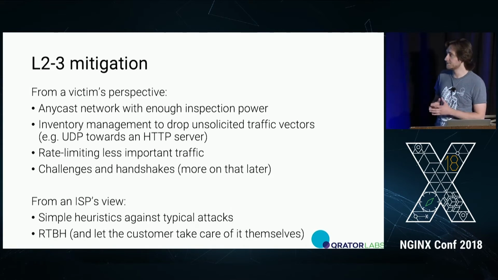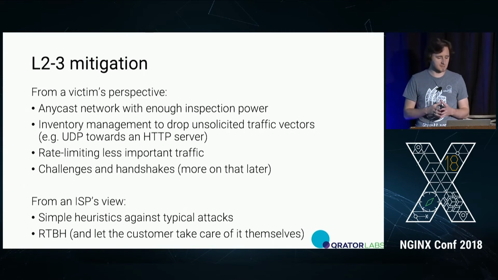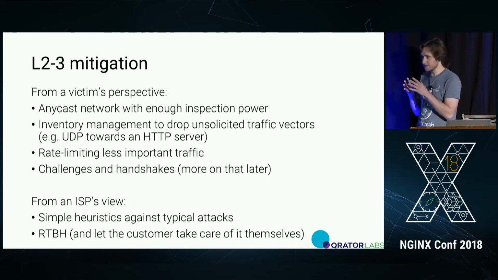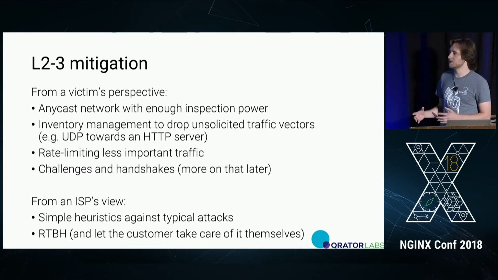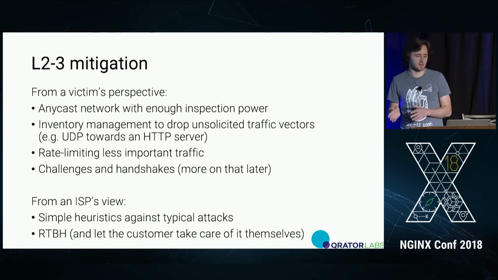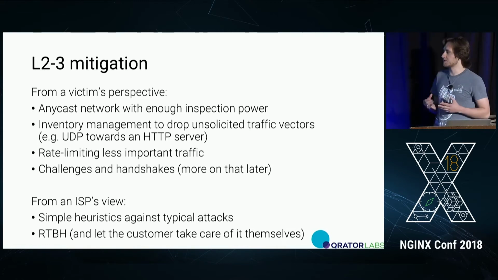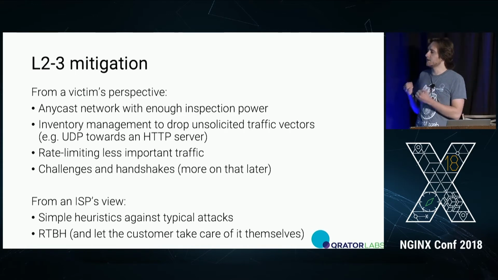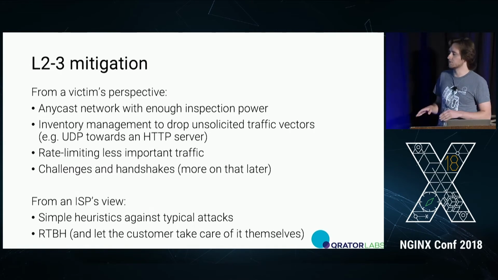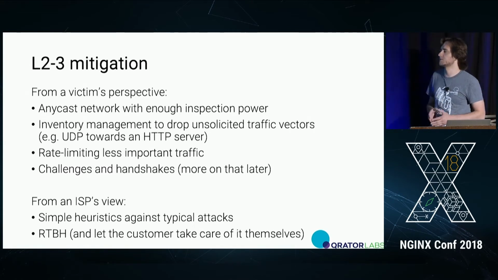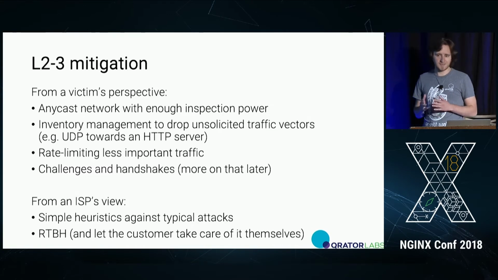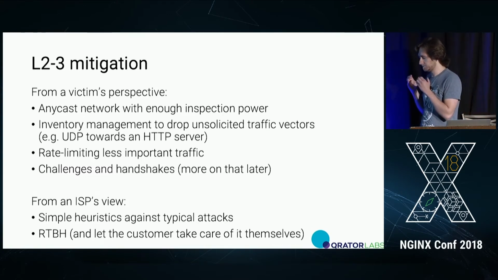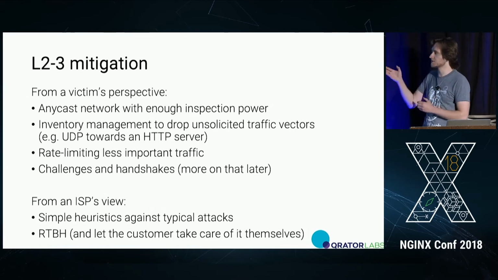From an ISP's view, the network provider providing you network services, what they can do with their current equipment is basically simple heuristics against typical amplification attacks and other floods. And in case those heuristics don't help a lot, an ISP will just put all the traffic towards that victim into a black hole and let the customer take care of it themselves. This is basically the threat model of an ISP. Here is how it looks.